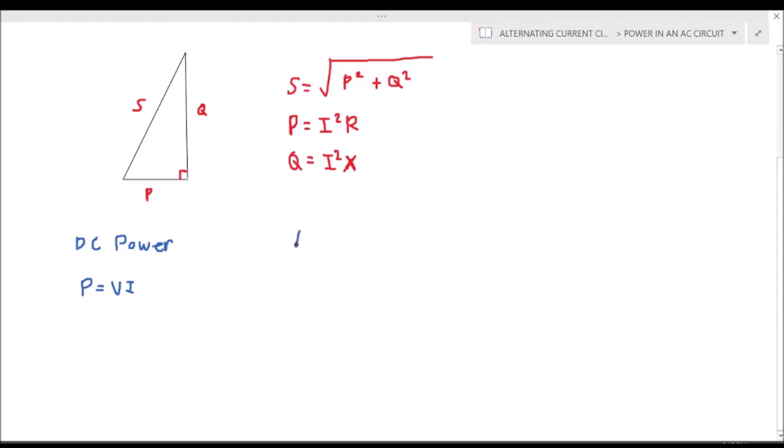Now for an AC circuit, or a circuit supplied by an alternating current, AC power, we still have the formula V times I. It is still applicable, but it is not the power that we know from DC, because in DC, V times I is equal to watts. Now in AC, this is called volt ampere.